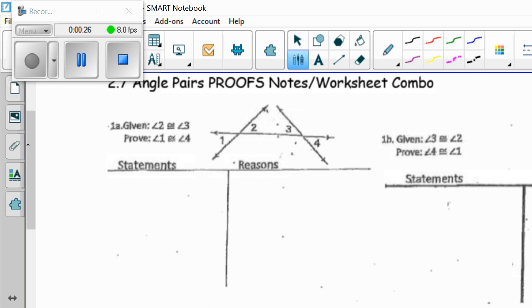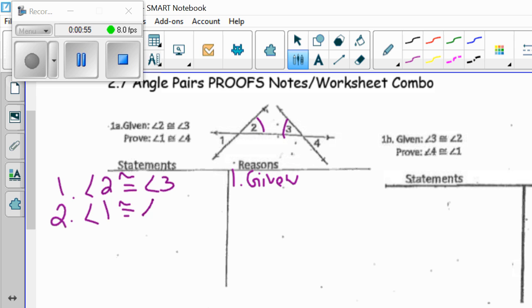Okay, so given angle 2 is congruent to angle 3. So that's my very first statement. We always start out with what they give me. So angle 2 congruent to angle 3, given. We want to prove angle 1 is congruent to angle 4. I need to get angle 1 and angle 4 in my proof. How can I get angle 1 in my proof? I see that 1 and 2 are vertical angles, so I can say angle 1 is congruent to angle 2. My reason, vertical angle theorem, VAT.